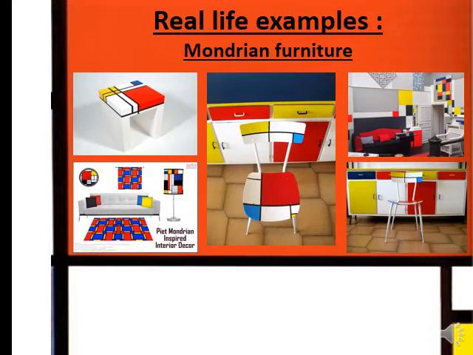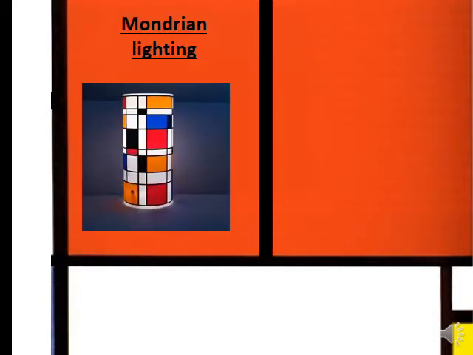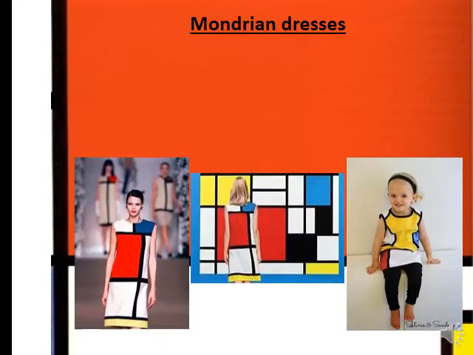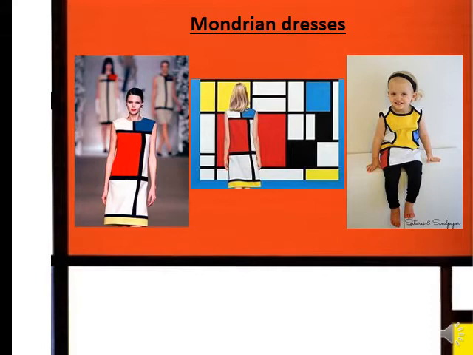So these are some real life examples. You can see the painting of Mondrian on furniture. This is a picture of a small kitchen. You have a chair, table, wall. This is Mondrian lighting. And moreover, they use it in architecture, with the horizontal and vertical lines and the primary colors. Moreover, they use it on dresses. This is a picture of the dresses.